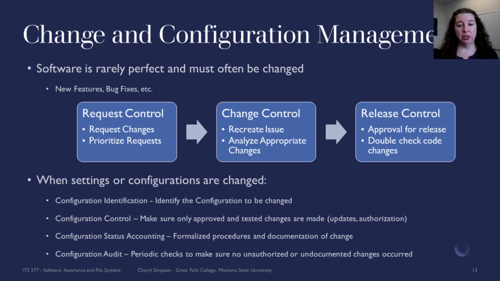Then for the change control section, once we've prioritized all of our changes, we have them in a list. Now we recreate the issue, analyze the appropriate changes, and make the changes in the code. So we now have control over this section. We're going to change it. We're going to fix it. And then we're going to implement those changes.